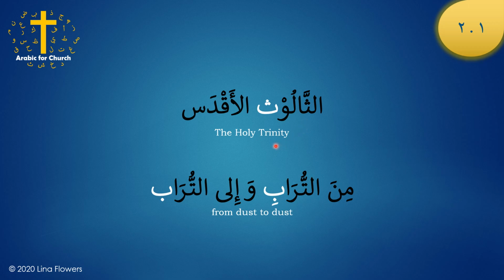So in English, you use try, the prefix, to indicate number 3. In Arabic, we use the root word thalatha, and we derive different words from it. The Holy Trinity in Arabic is al-thaluth al-aqdas. You can see letter tha over here in the isolated form at the end of the word, and you can actually see it here as well.